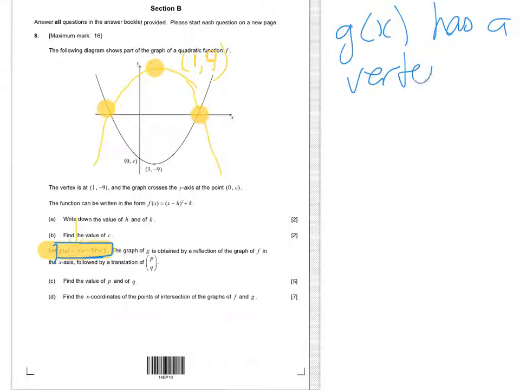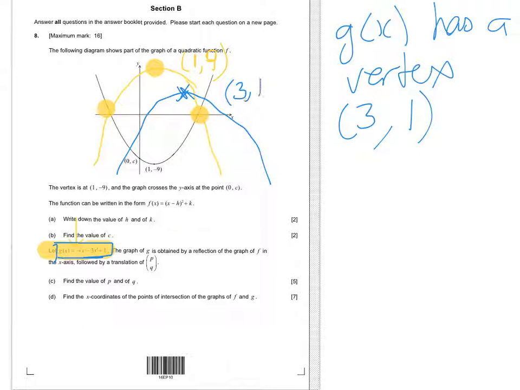by the same logic that we employed in part A, has its vertex at 3, because that will make the bracket 0, and 1, because that's the only thing that's outside the bracket. When the bracket is 0, all that's left is the one outside. So g of x is some curve with a vertex over here. That's a horrible curve. And here's its vertex, 3, 1.